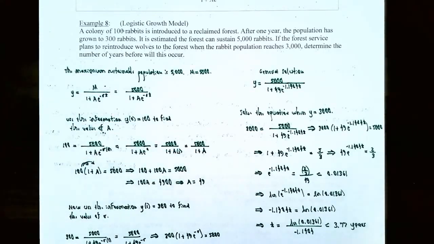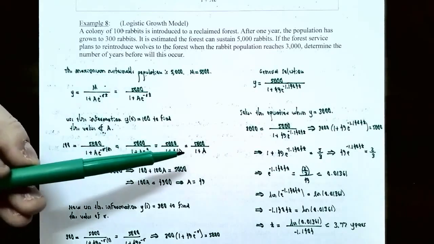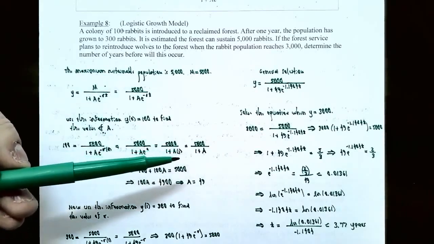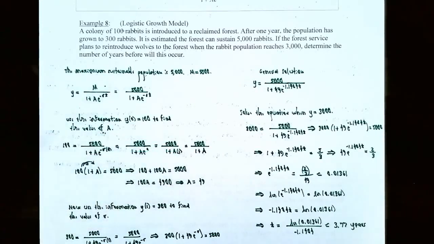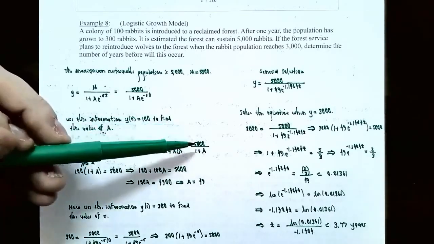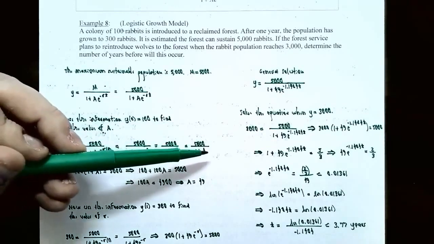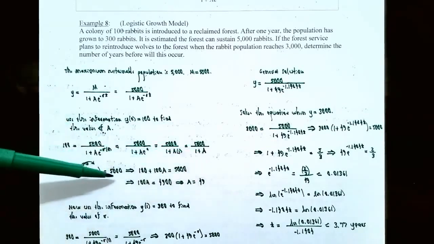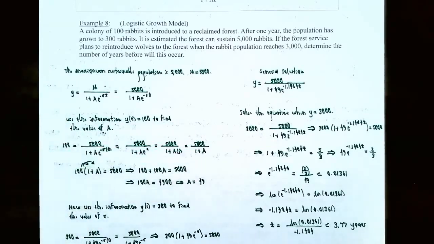We need to solve this equation for A. This is called a rational equation because the variable is in the denominator. If you multiply both sides of the equation by the denominator, you'll clear the denominators, and you don't have any fractions anymore. So 100 times 1 plus A on the left-hand side is equal to 5,000 divided by 1 plus A times 1 plus A, so the 1 plus A's cancel out, and you're just left with 5,000. Now solve for A.